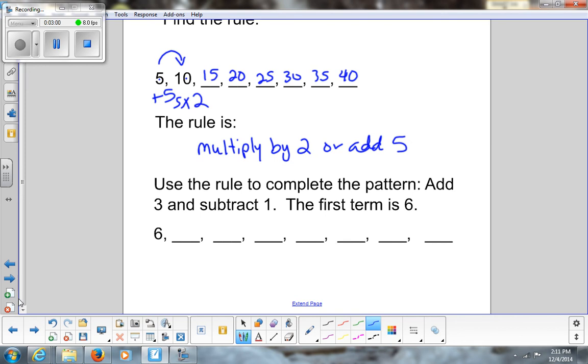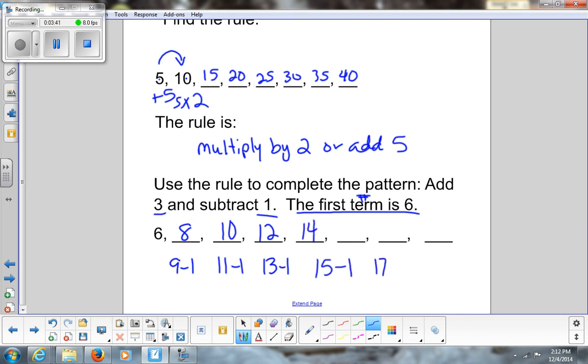So now it tells us the rule, and it tells us the first term, and term just means number. The first number is 6. Okay, so we're going to start with 6, and we're going to add 3 and subtract 1. So 6 plus 3 is 9. 9 minus 1 is 8. Then 8 plus 3 is 11. Minus 1 is 10. 10 plus 3 is 13. 13 minus 1 is 12. 12 plus 3 is 15. 15 minus 1 is 14.